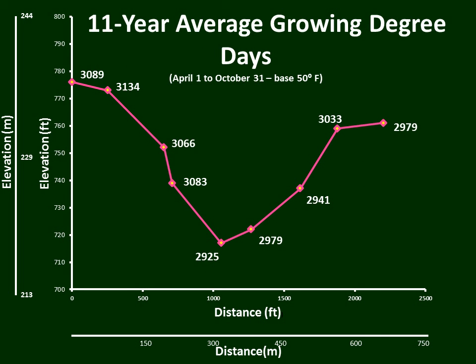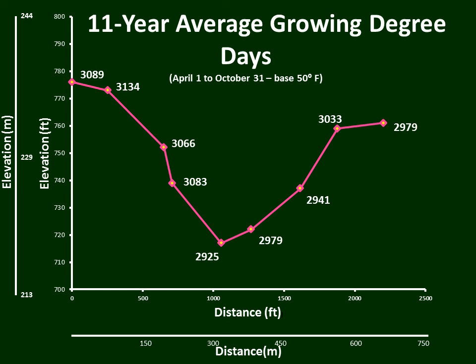Okay, now we're going to look at average growing degree days, not the length of the growing season, but how much heat that we are accumulating during the growing season. And the typical way to express this is for the time period April 1 to October 31, that is when we're in the northern hemisphere.